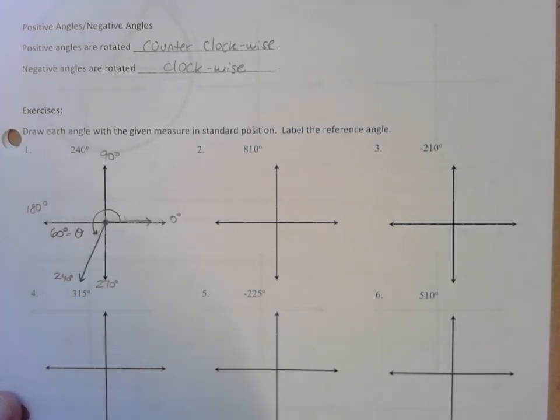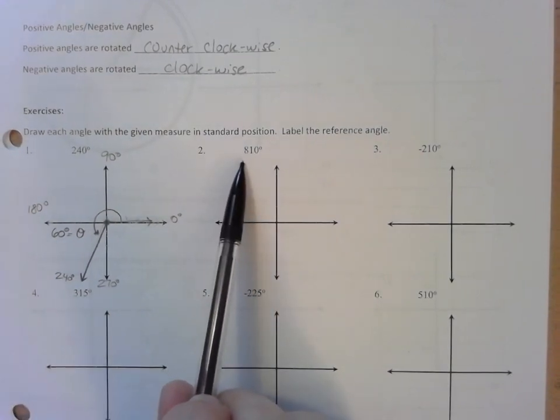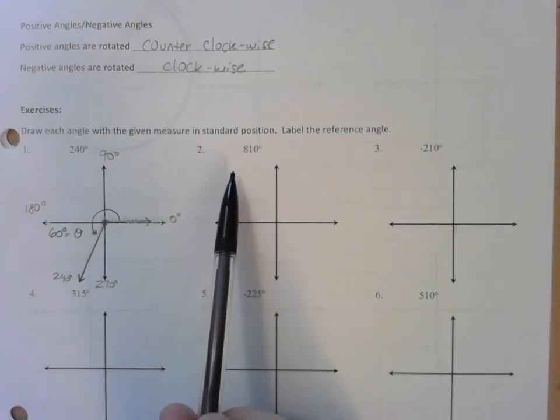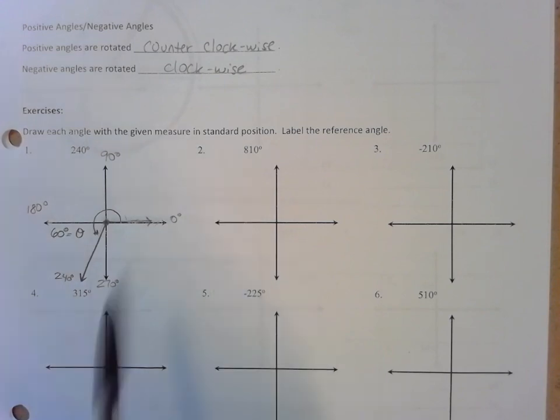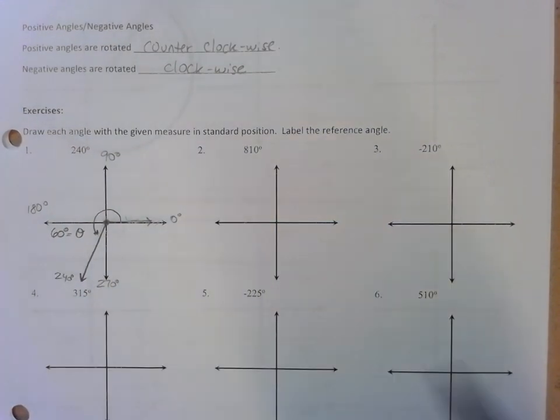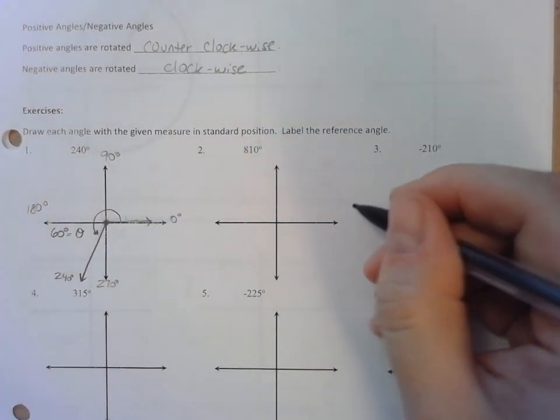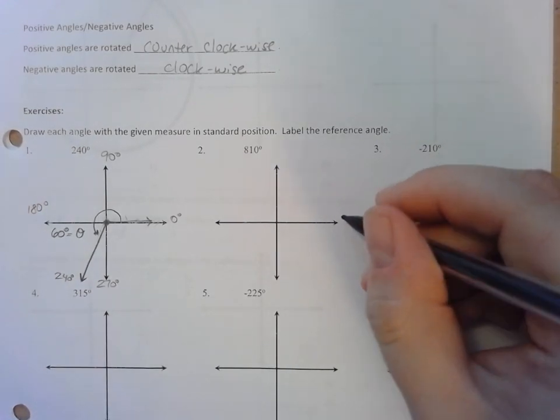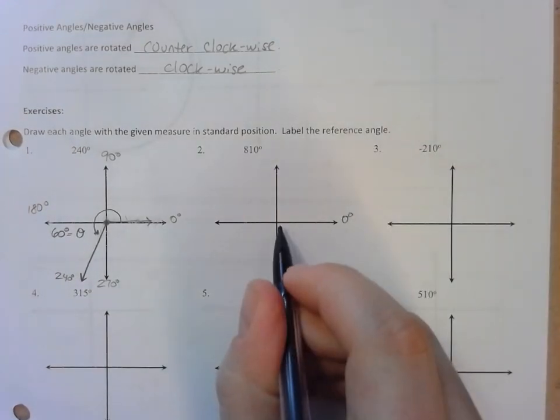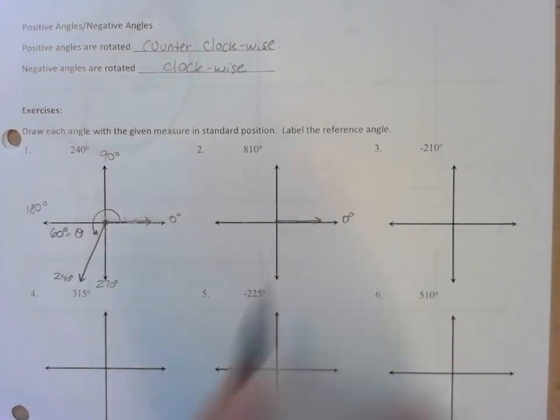Take a look at question number 2. We can't have an angle that's bigger than 360 degrees, more than one full revolution. So 810, that's going to take a lot of time to do, but we're going to do it anyway. We got nothing but time to do this exercise. So this would be 0 degrees. Here's the initial side, 0 degrees.